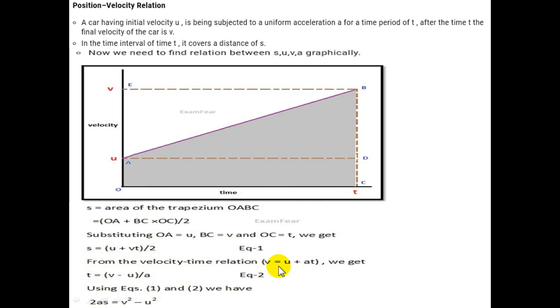From the velocity-time relation, V is equal to U plus AT, we already know. So we will put the value of T here. Then when you derive the equation, we get the formula: v squared is equal to u squared plus 2as, or you can also say 2as is equal to v squared minus u squared. So in this way we have seen how the equations are put on the graph and which area we are calculating in the equation.